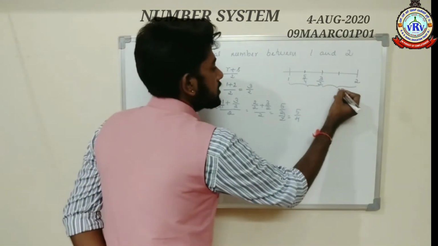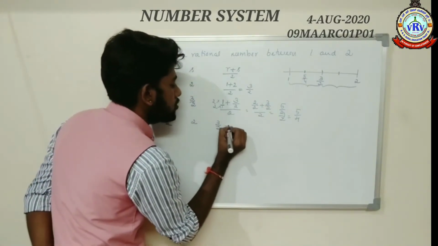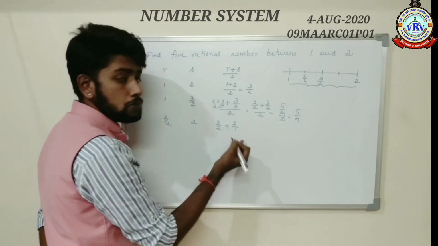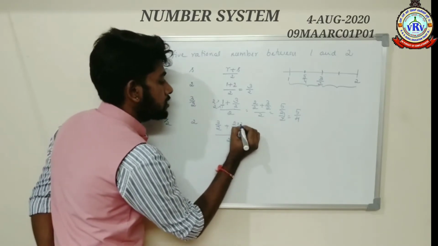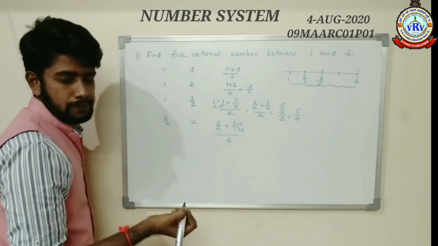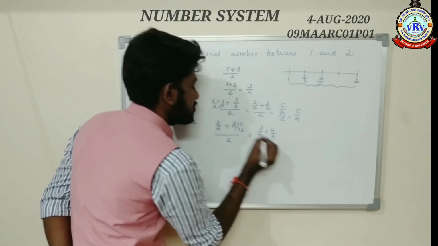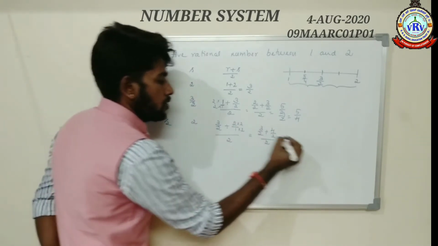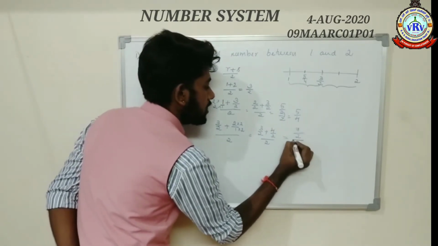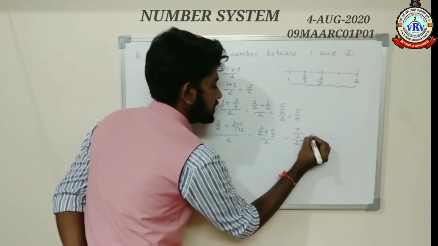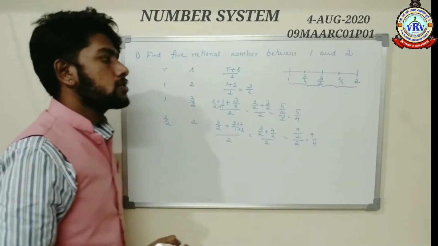It's already studied, but I am just recalling the concept. And the middlemost number between 3 by 2 and 2: to get it, 3 by 2 plus 2 by 1, I can write 2 as 2 by 1, whole divided by 2. To get the denominator 2 here, I have to multiply numerator and denominator by 2. So 3 by 2 plus 4 by 2, whole divided by 2. Here the denominator is the same, so I can directly add 3 and 4, which is 7 by 2, whole divided by 2, that is 7 by 4. Therefore the middlemost number between 3 by 2 and 2 is 7 by 4.